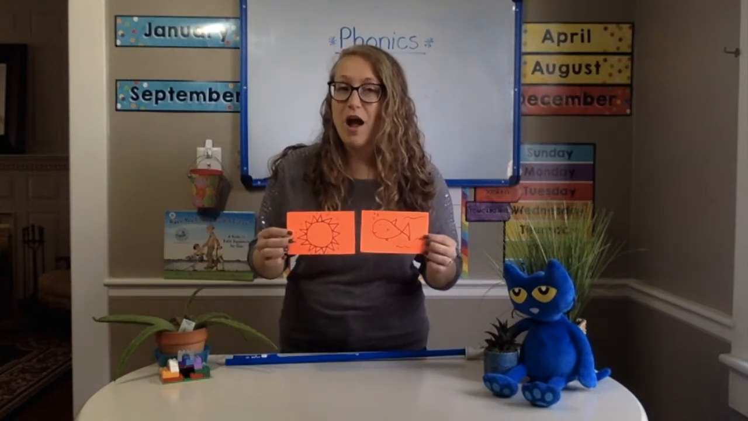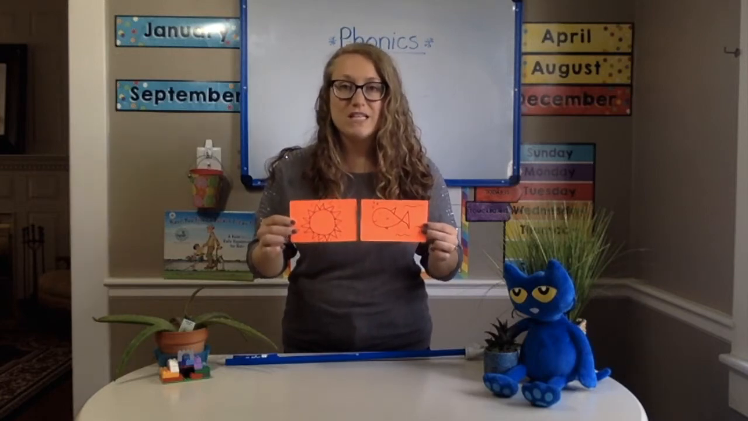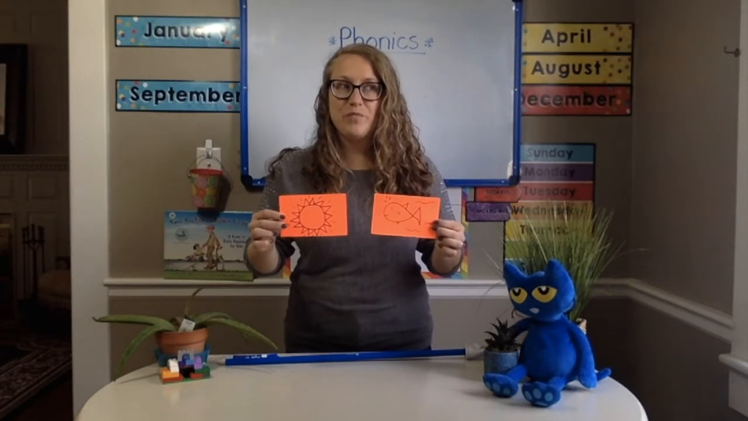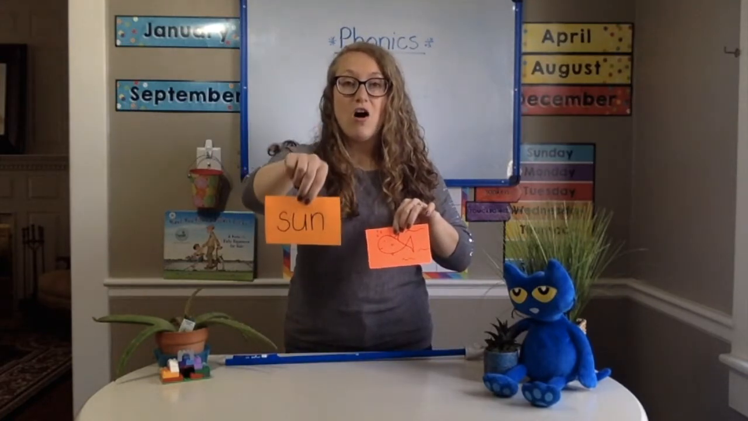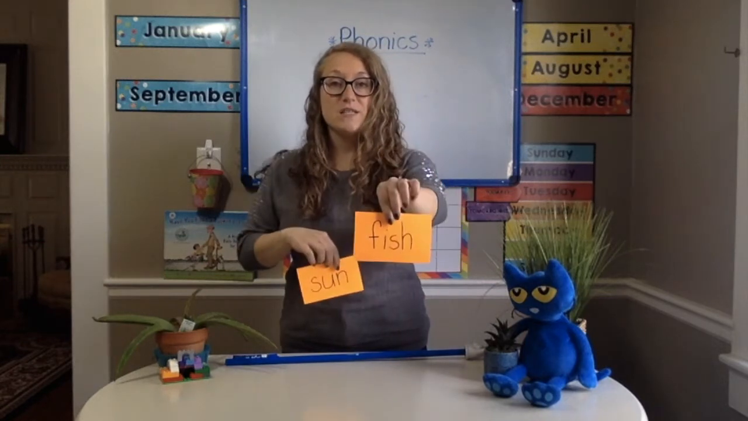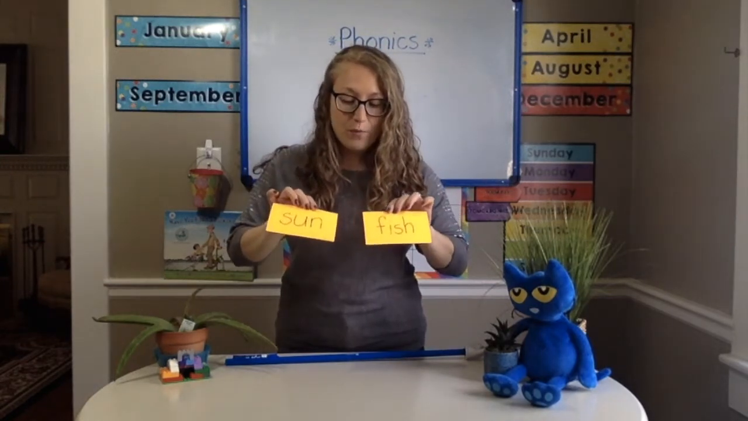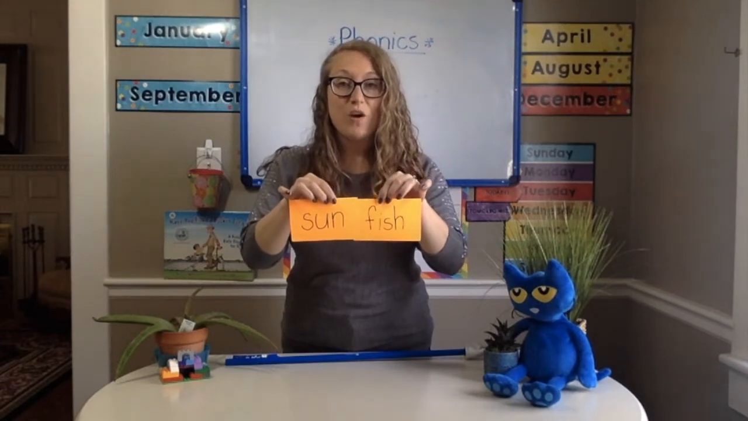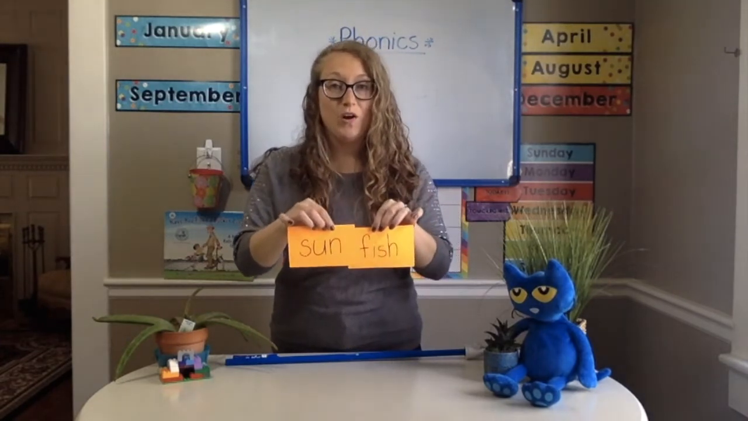Kindergarten, last week we learned how we can take two real words and put them together to make a compound word. Do you remember how many syllables are usually in a compound word? 2 syllables. So let's look at sunfish. The first syllable is sun. My next syllable is fish. Sunfish. So sun is a word all by itself, and fish is a word all by itself. If I put them together, they make the word sunfish, a compound word.